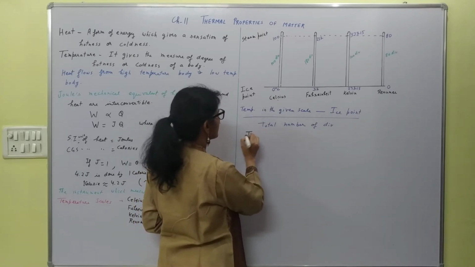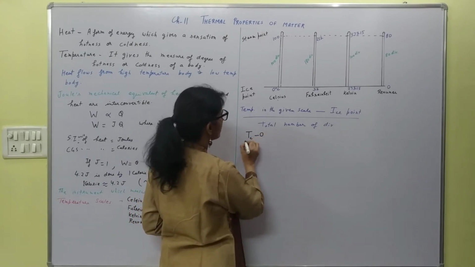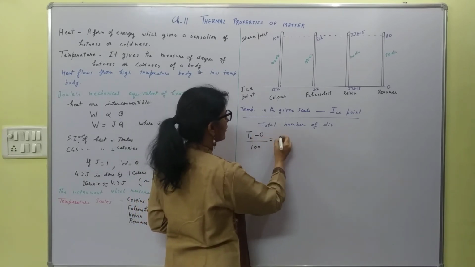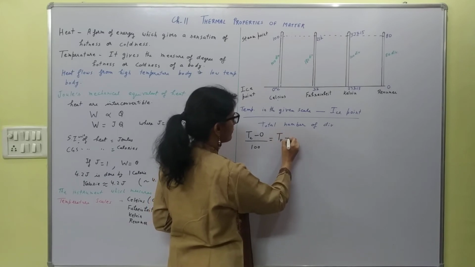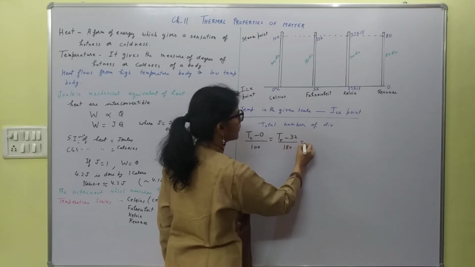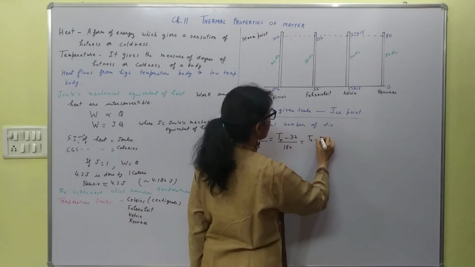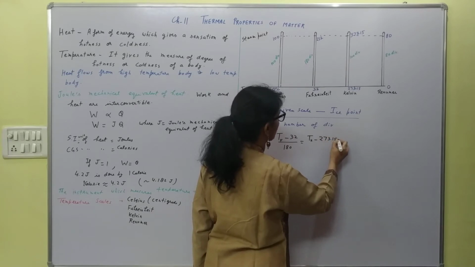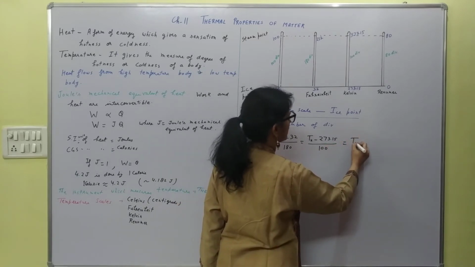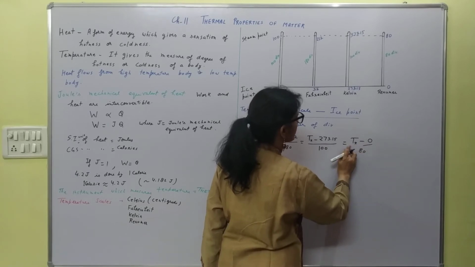So temperature in given scale means, if I am writing for Celsius, this is Tc, minus ice point is 0, divisions is 100 for Celsius. Then we have Fahrenheit, here temperature in Fahrenheit minus ice point is 32, divisions is 180, is equal to temperature in Kelvin minus ice point upon divisions. For Reaumur also, temperature in Reaumur minus ice point upon 80 divisions.